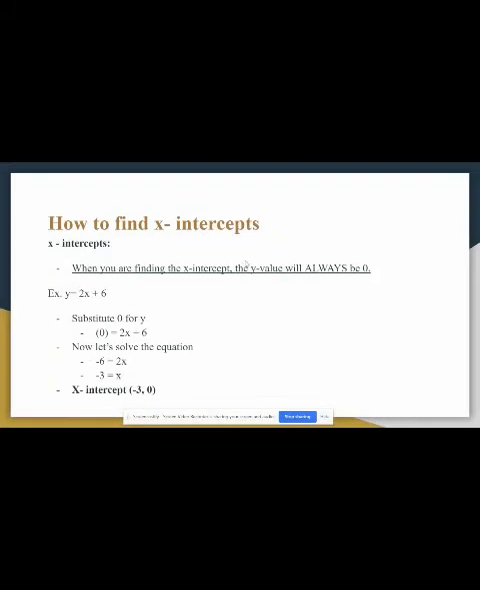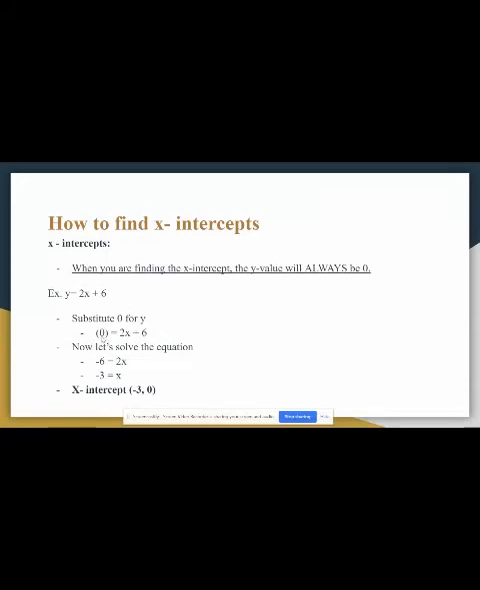How to find the x-intercepts. When you're finding the x-intercepts, the y value will always be 0. Let's take a look at this example. Y is equal to 2x plus 6. Let's substitute 0 for y.